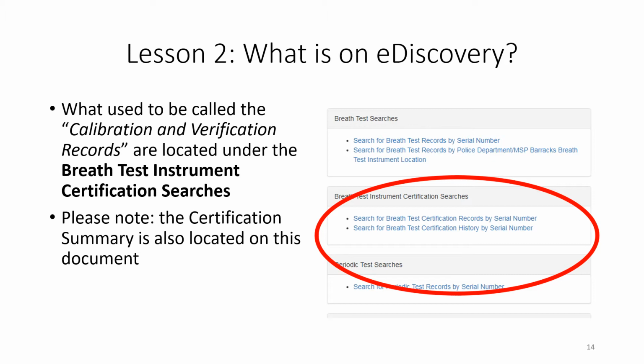And I'll also note that the fourth category of information that used to be in the old OAT standard discovery packets was a certification summary. That certification summary is located when you conduct a breath test instrument certification search. On that document that you could print out from the eDiscovery portal, it includes the same information that was previously included in the certification summary. So I'll take you through the process of conducting a breath test instrument certification search.